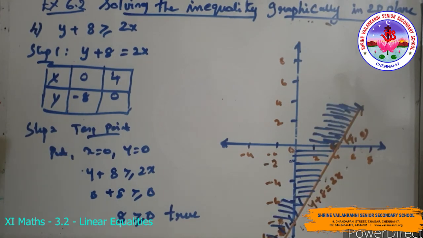So the solution region or the feasible region of the given inequality is a half plane containing the point 0, 0, including the line. So any point on the line satisfies the given inequality.